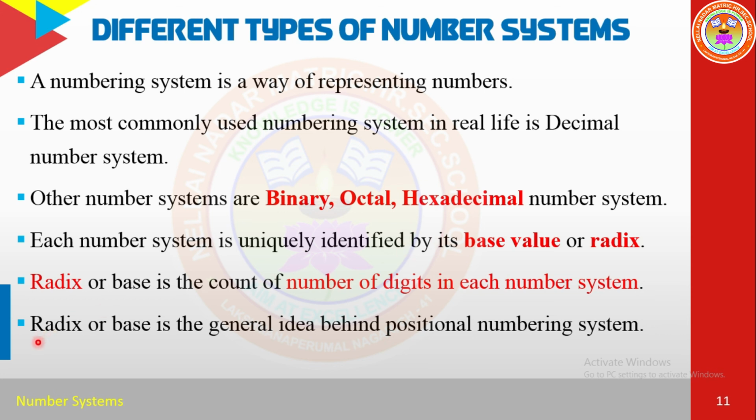The next point: radix or base is the general idea behind the positional numbering system. This is the general idea behind the positional number system. It means that based on this base value, you can identify what type of number system it is, whether binary, octal, hexadecimal, or decimal. So these are the basic informations.